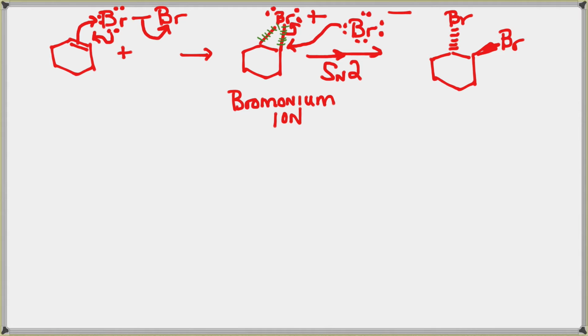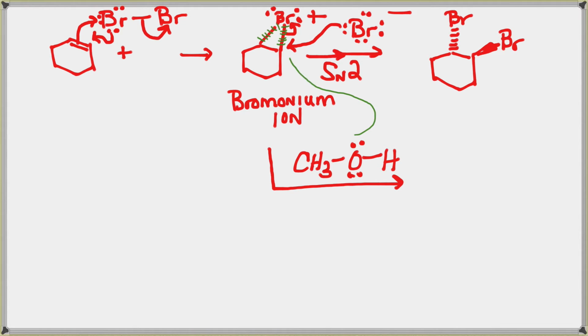If I have an alcohol, again, instead of bromide adding, I could imagine a molecule of alcohol adding. If I use it as the solvent, the concentration is much higher, and so it should add to that carbon faster. So this step would be similar. Again, this would be an SN2 process.